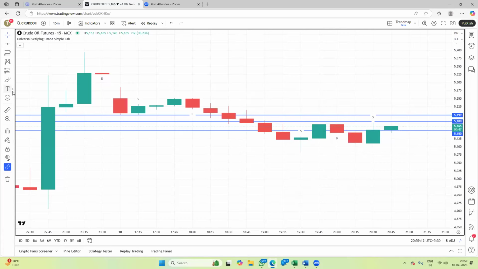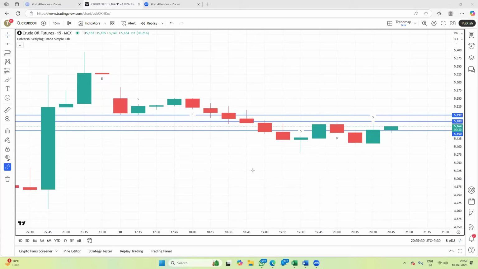Now suppose it breaks the low, right? Suppose a break happens, then you will place the stop loss here. Right. This is a very important thing for the trailing stop loss management.